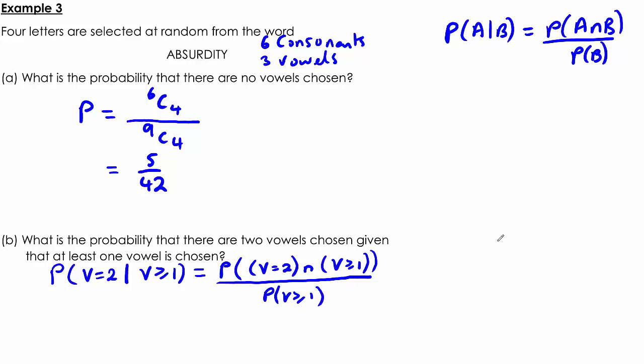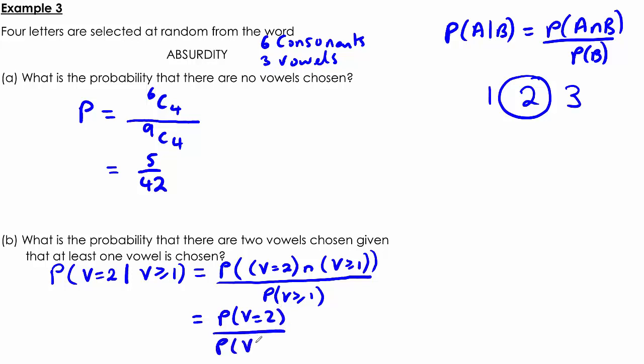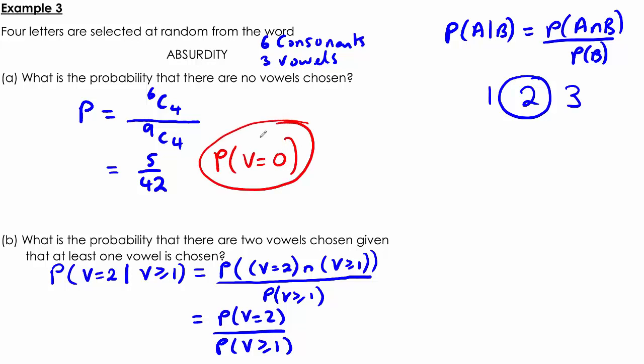Now, if we think about V being greater than or equal to 1 here, it could be 1, 2, or 3. Where do these two sets intersect? Well, it can only actually be 2, so the top just reduces to V equals 2, divided by the probability that V is greater than or equal to 1. And remember, up here in this part of the question, we worked out the probability that V is equal to 0, so that could come in useful.